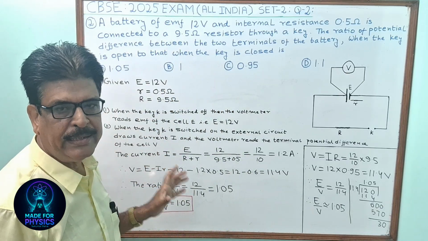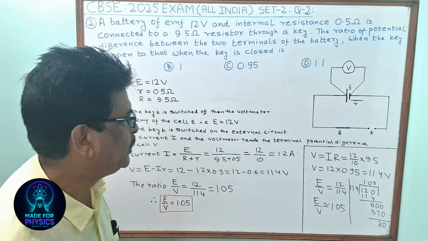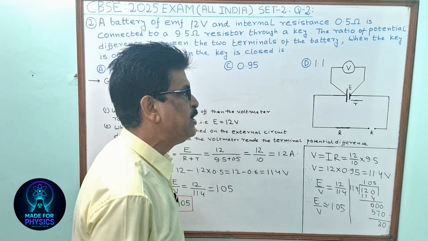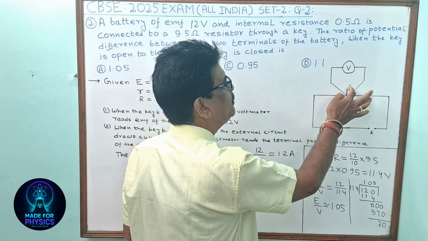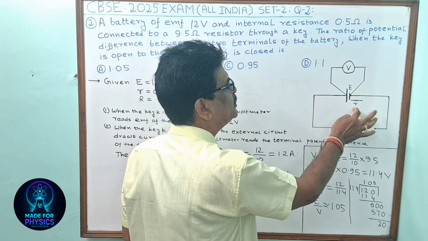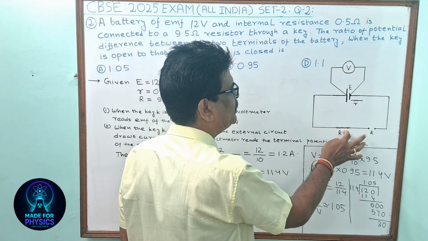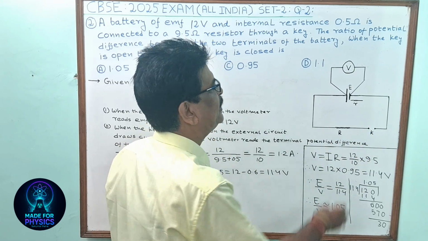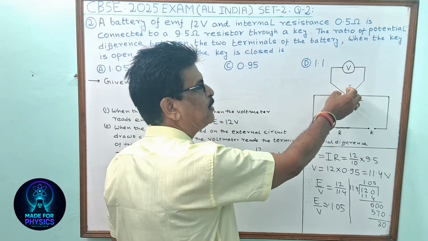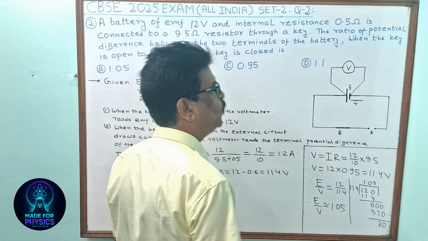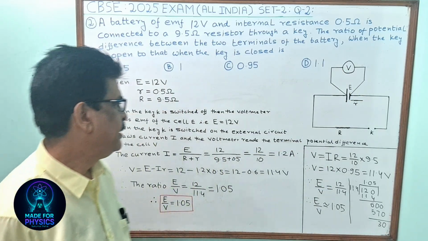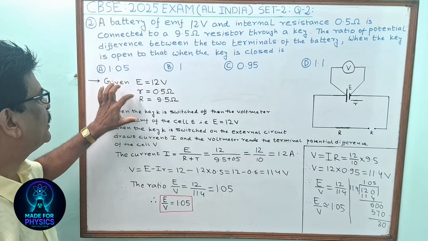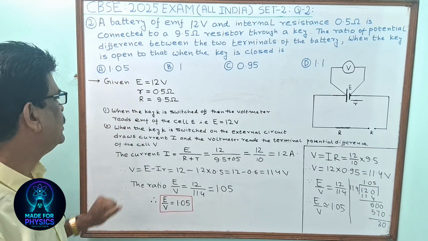जैसे क्वेश्चन दिया गया, क्वेश्चन का अनुसार this will be the diagram. You have a battery of EMF 12 volt, internal resistance 0.5 ohm, external resistance 9.5 ohm, and this is the key. And to read the potential difference across the battery, we have connected a voltmeter. Here the values of E, small r and capital R are given.